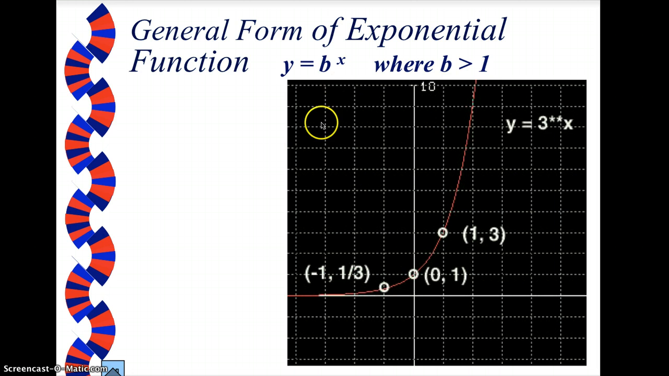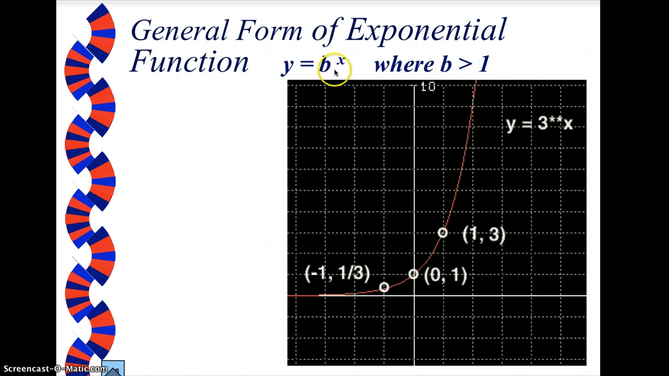Now, let's move on to our topic. Let's talk about the general form of exponential function, or let's look at the graph of a general form of exponential function. For exponential function, it's y is equal to b raised to the x. So this is your general form for exponential function. And your base should always be greater than 1.